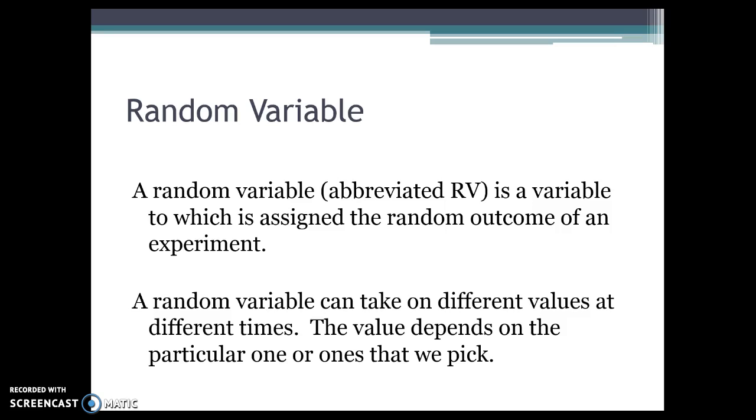So let's start by introducing the term random variable. That's exactly what it sounds like. It's a variable that's assigned the random outcome of an experiment. So as an example, X might represent the heights of people in the world. That variable could take on different values at different times. So if I pick somebody who's 5 feet 7 inches tall, then the variable X represents 5 feet 7 inches tall. But if I pick a different person, I get a different value.